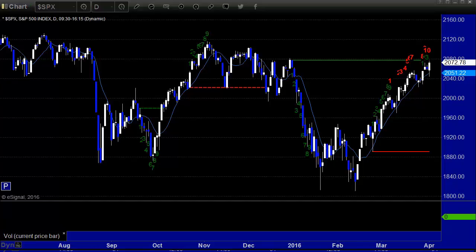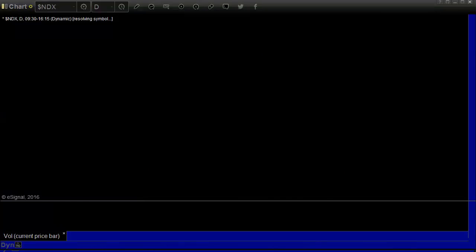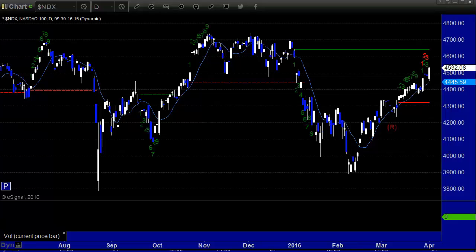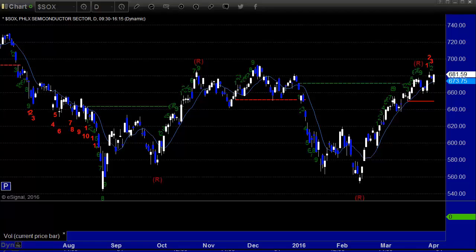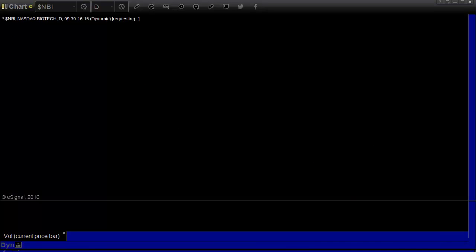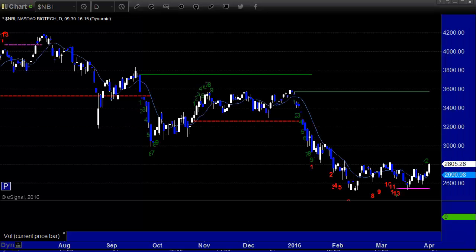S&P gained 13 on Friday after gapping down a little bit. NDX gained 48 after gapping down a little bit. Still not to its static trend line. SOX looks like a nice setup for a breakout, up 4 points on Friday. Can it really get that going? If the market tops, probably. Biotechs have been weak, but finally turning up a little bit off the lows, up 78 on Friday.